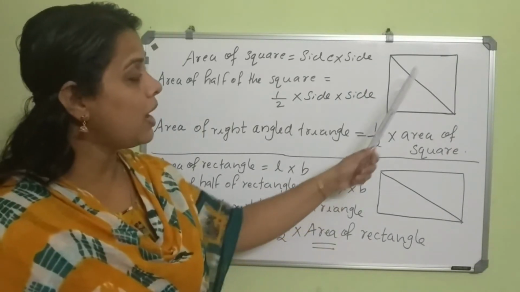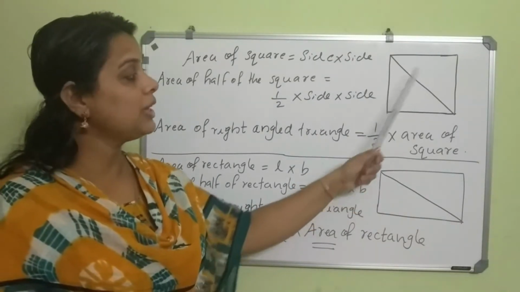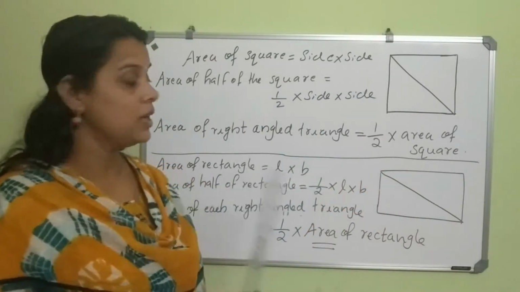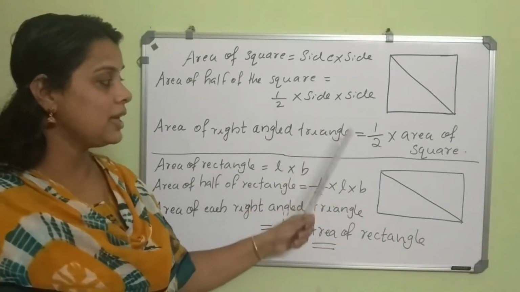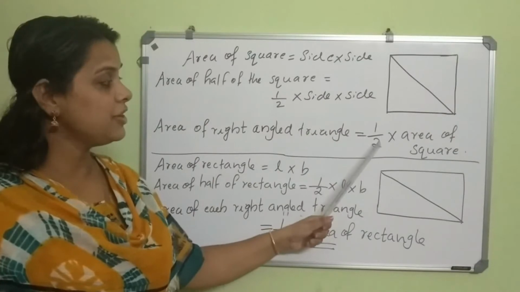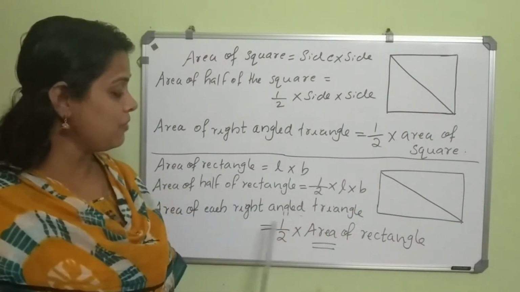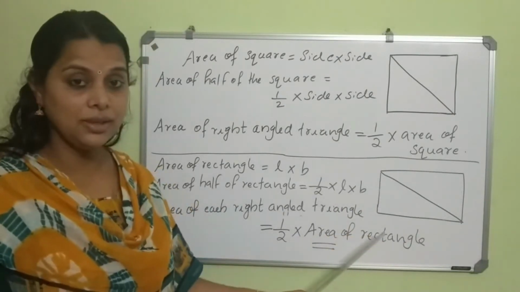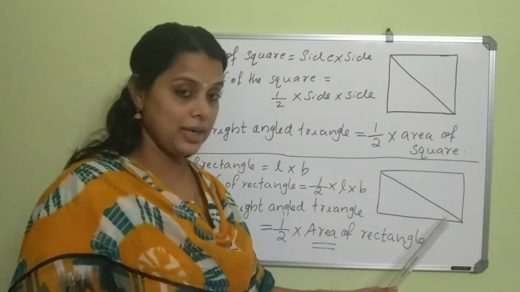These two halves are a right angle triangle. Both are equal. So we can write area of each right angled triangle is equal to half into area of square. The same way, consider a rectangle that also divided into two halves by drawing a diagonal.